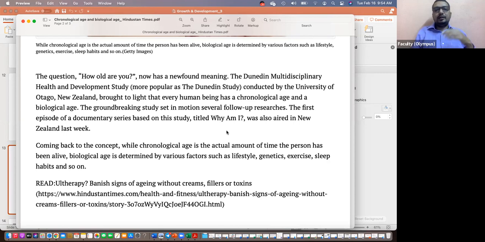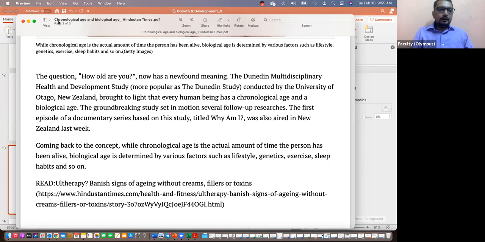Maybe you're 30 years old, but you may be behaving like a 40-year-old. Maybe your physiological system, not talking about actual experiential behavior, I'm talking about how well your physiological system is functioning. The internal component is biological age.